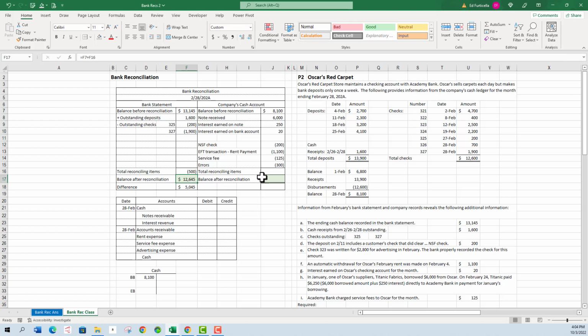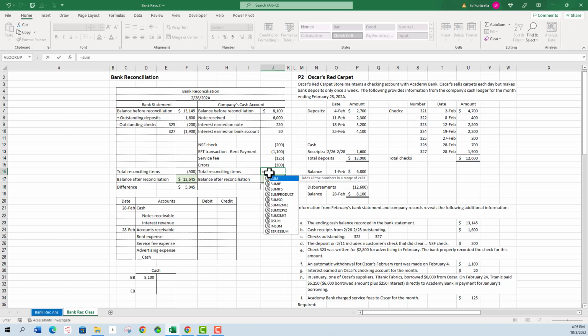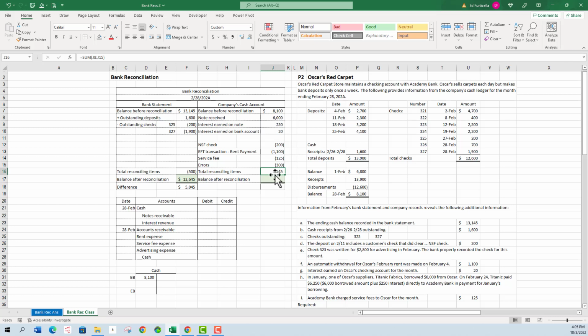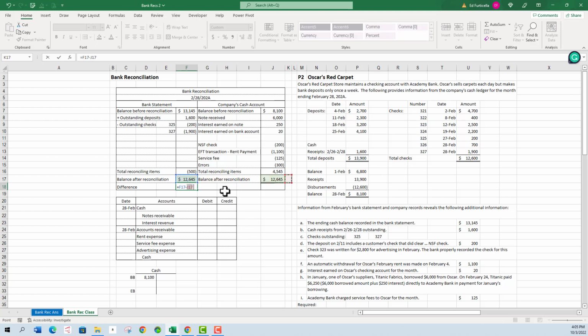We will confirm this by moving to the company's cash account, adding the note received, interest earned on the note and on the bank account, then subtracting the NSF check, rent payment, service fee, and then adjusting for the check error, which will give us the total reconciling items of $4,545. Adding the $4,545 to the cash balance before reconciliation of $8,100 gives us the company's balance after reconciliation of $12,645. We have reconciled our differences and confirmed the true cash balance to be $12,645.